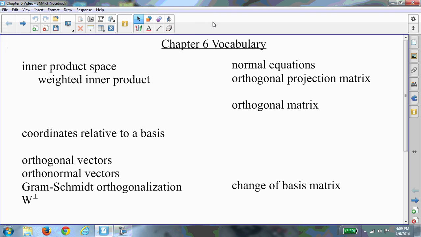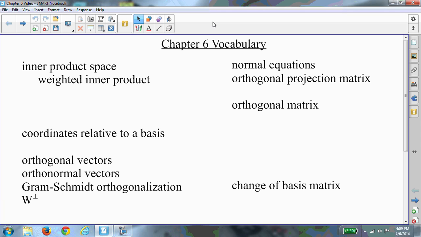Chapter 6 takes our idea of dot product and generalizes it to what's called an inner product. Consequently, we can take our idea of vectors and define different ideas as vectors, kind of like what we did in Chapter 5 with our vector spaces. So on this first page, I have all the vocabulary words. I want to focus on a couple that are more specific.